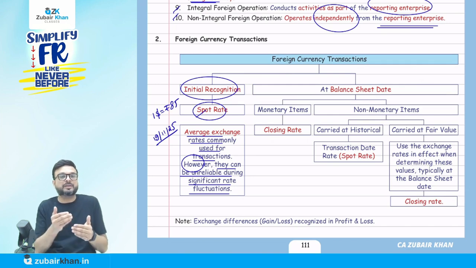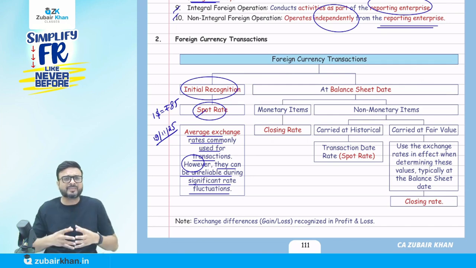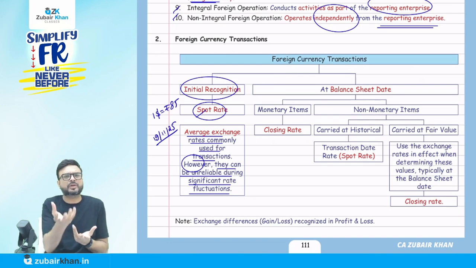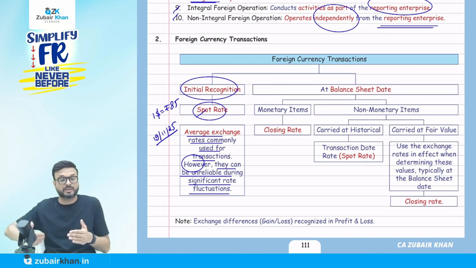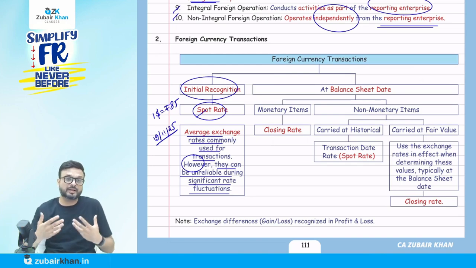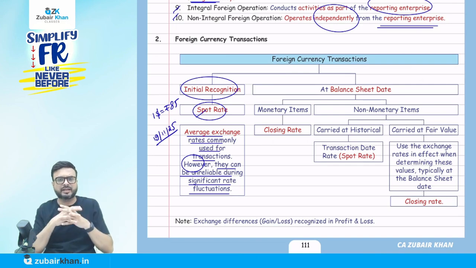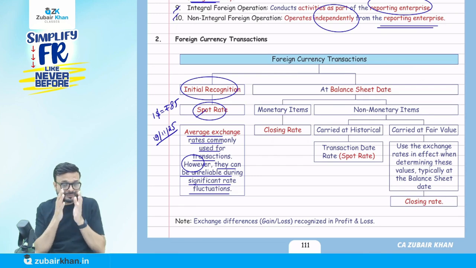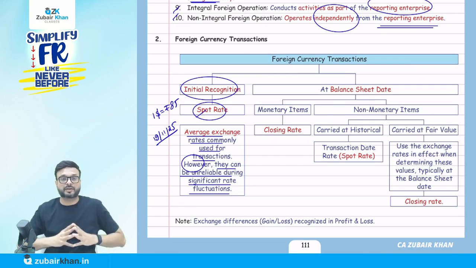Spot rate means the rate on the date of transaction. Average rate means the average of that particular period. If there is not so much fluctuation, then it's okay to take an average rate. But if there is so much fluctuation in the exchange rate, then you have to take the spot rate only. So they will give you that spot rate. If they give the average rate, take that. Initially we recognize at the spot rate.